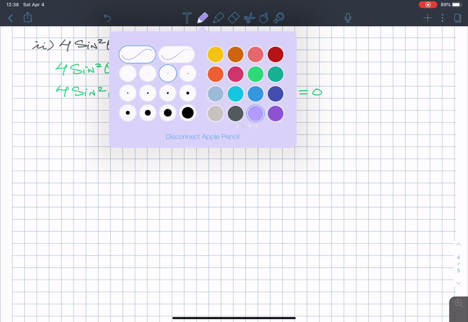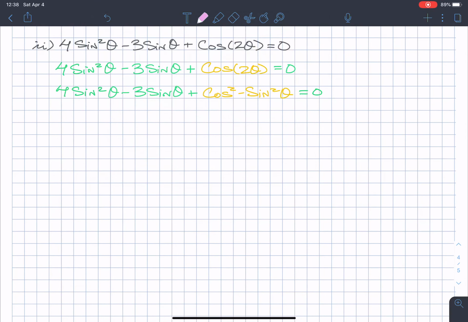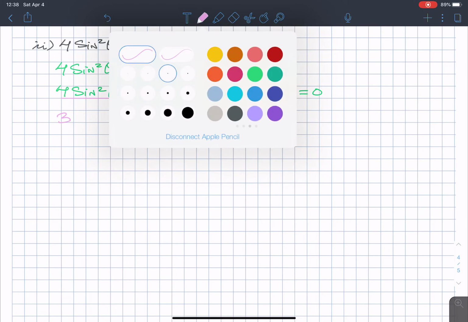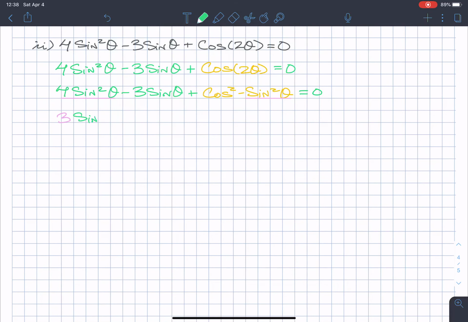Okay, so now I can combine like terms. So I end up with 3 sine squared thetas minus 3 sine thetas plus cosine squared theta. And I forgot to write theta. Shame on me. Points off for not writing theta. Okay, so plus cosine squared theta is equal to 0.